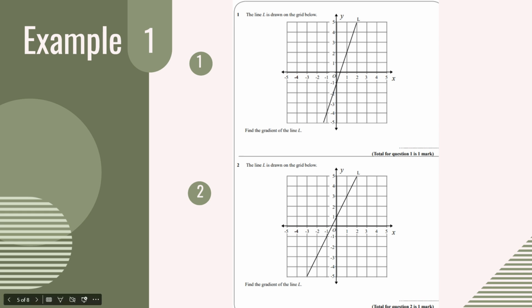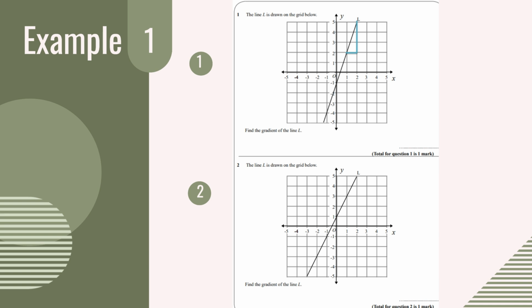So in our first question, the line L is drawn onto the grid below. Find the gradient of line L. Here we look at where the line intercepts at whole number points. We can see at the top is 2 and 5 and 1 and 2. So we're going to draw a line down from 5 all the way to 2 and then from 2 all the way to 1. Now we've made our triangle.